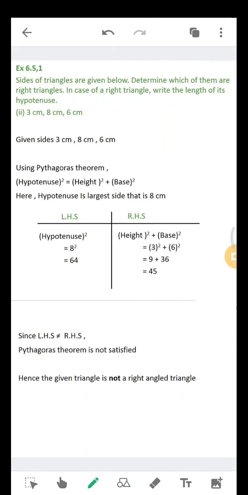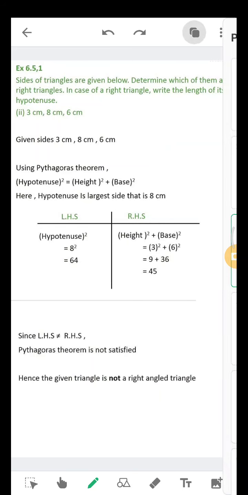Here there is the second bit. In this you can see hypotenuse square is not equal to... the hypotenuse square is 64, the longest side is 8. So hypotenuse square is 64. Height and base, when you do, you are getting 45. So here LHS and RHS are not equal. Okay, the square of the longest side is not equal to the sum of the squares of the other two sides. So we can say that Pythagoras theorem is not satisfied here. Hence the given triangle is not a right angle triangle. Or I can say these are not Pythagorean triplets.